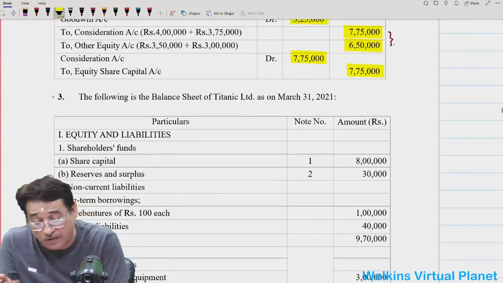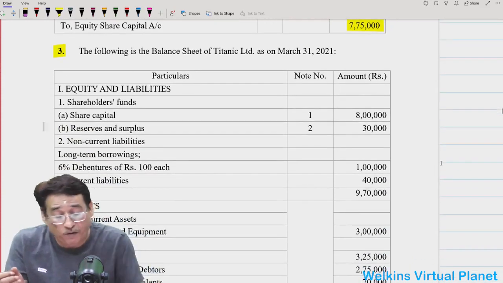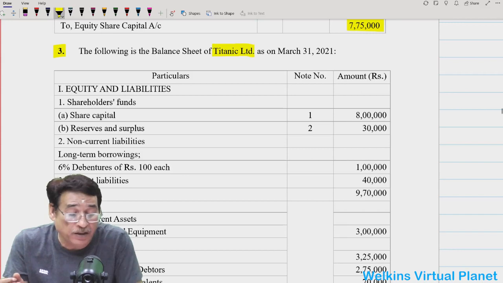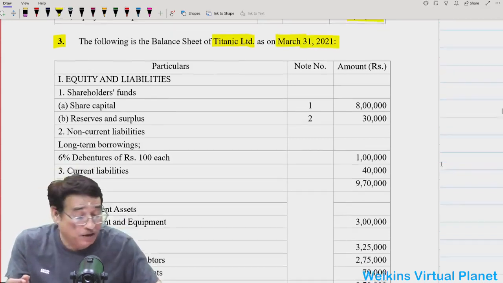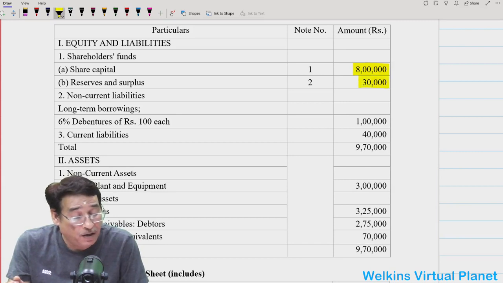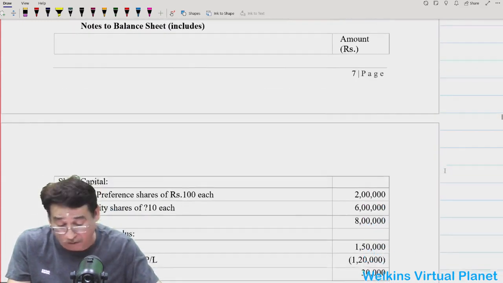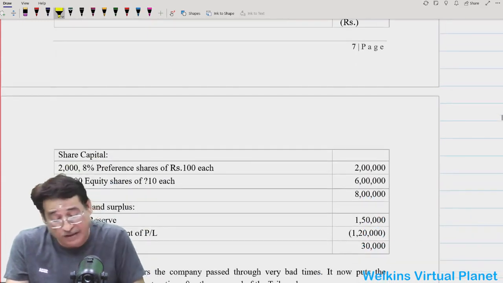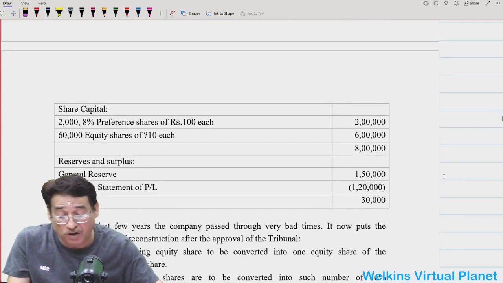Now, the next question is related to internal reconstruction. The following is the balance sheet of Titanic Limited as at 31st of March 2021. Titanic Limited's balance sheet gives you the following information, that they have a share capital of 8 lakh and then reserves and surplus, because note number 1 and 2 is written over here. Let's see what is written in note number 1. Now, the question clarifies that as far as share capital is concerned, there are two types of share capital this time.